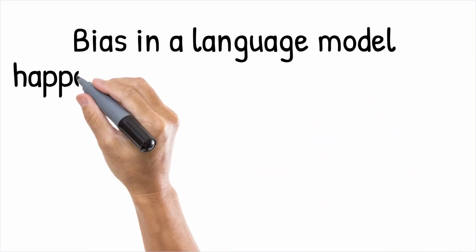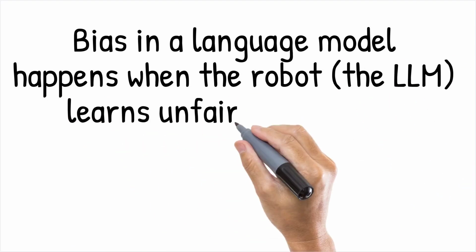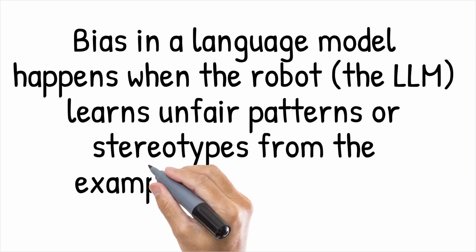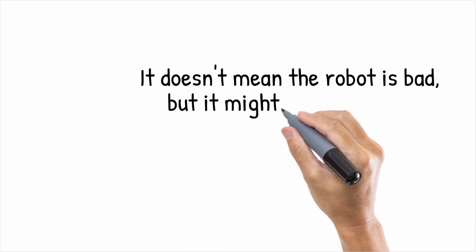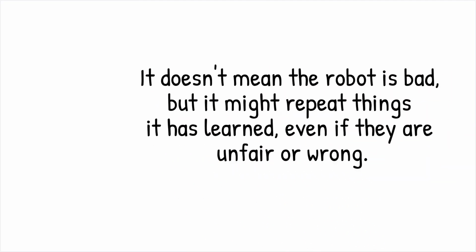What is bias in LLMs? Bias in a language model happens when the robot, the LLM, learns unfair patterns or stereotypes from the examples it's trained on. It doesn't mean the robot is bad, but it might repeat things it has learned, even if they are unfair or wrong.